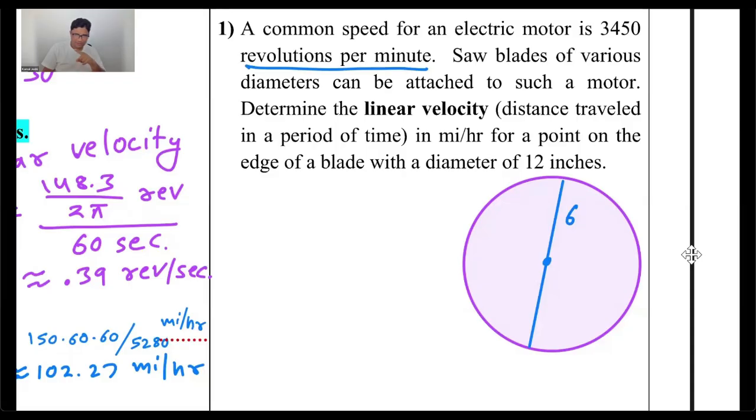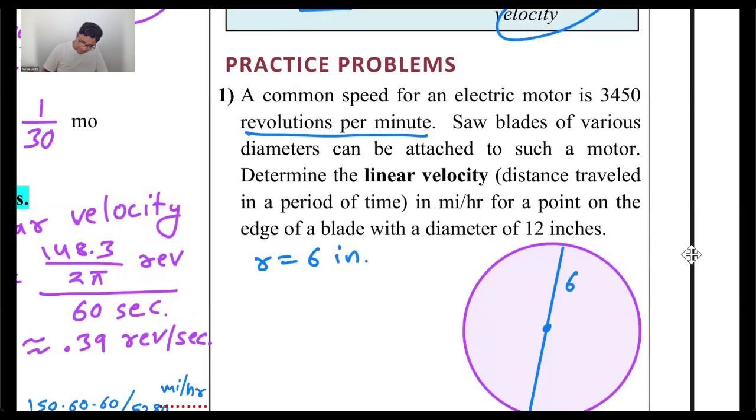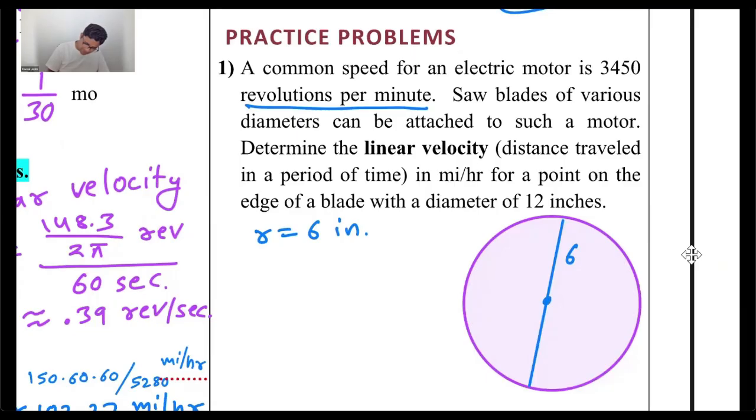I just want to make sure that we are interpreting that concept correctly. Saw blades of different diameters can be attached. Saw blades are discs. So the diameter is 12 inches. That means the radius is 6 inches. And that blade is attached to this motor. And the motor is spinning 3450. So R is 6 inches, and omega, the angular velocity, is 3450 revolutions per minute.